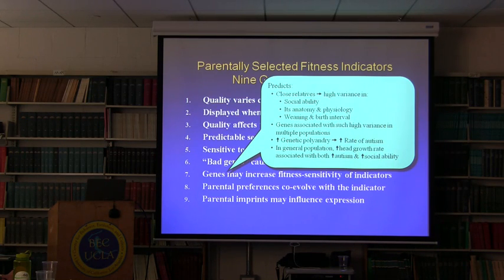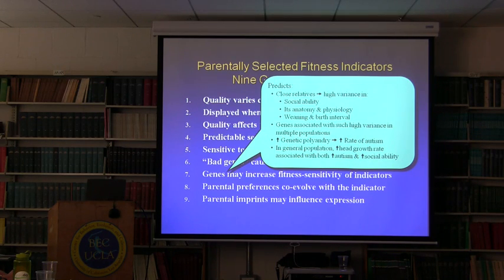The presence of genes that affect the degree of fitness sensitivity leads to these predictions. Close relatives should show high variance in social ability, its anatomy and physiology, and weaning and birthing, because they're more likely to have the genes for higher fitness sensitivity. You should be able to find genes associated with such high variance in multiple populations. And increased genetic polyandry should increase the rate of autism.